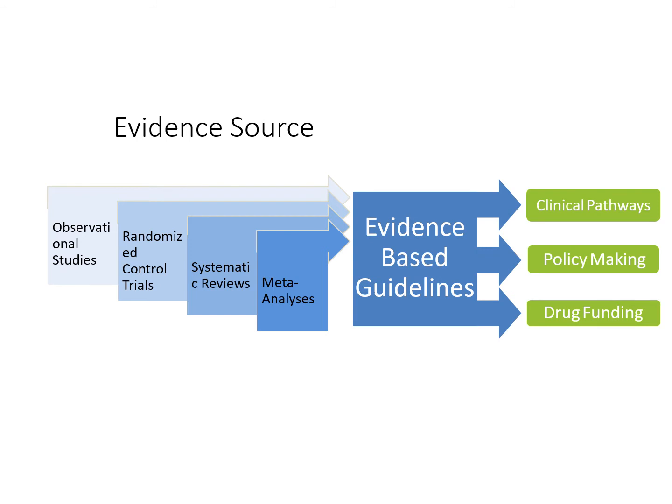Now we talk about the evidence source, which is used to develop these evidence-based guidelines. These sources are listed here according to their level of quality, the lowest being the observational studies, which is followed by the randomized control trials and systematic reviews, and the highest quality being meta-analysis. And also, evidence-based guidelines can then inform clinical pathways, can inform policy decision-making, and can also inform drug funding.